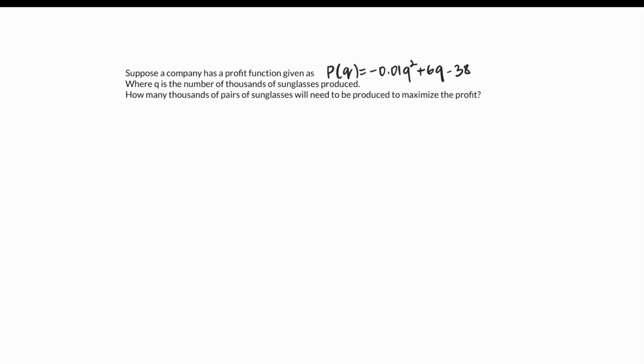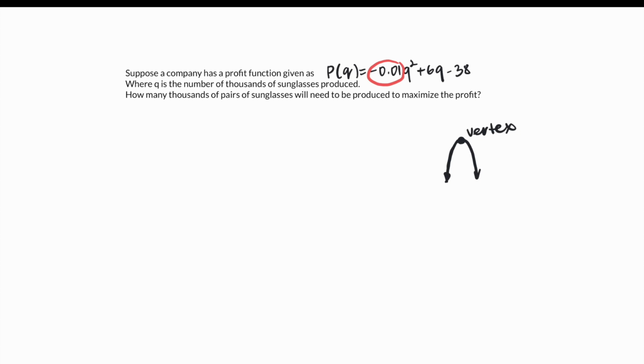Now, looking at this quadratic function, we see that a is negative. This means my parabola, once graphed, will open down. So it will look somewhat like that. And that means that the turning point, which is also the vertex, will represent the maximum profit for that company. So when you're asked to maximize or minimize something with a quadratic function, all you have to find is the vertex for that function.